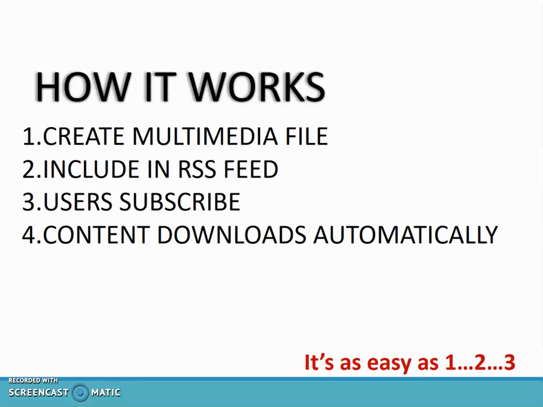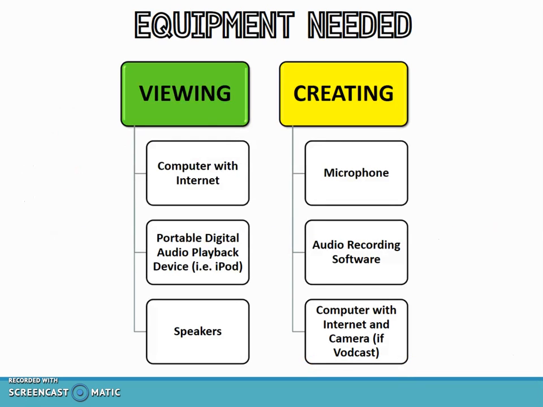So how does it work? Well, you are going to have to create a multimedia file, include the RSS feed. Users will need to subscribe to your podcast, and then the content will download automatically. The equipment that you would need to view it would just be a computer with internet access, a portable digital audio playback device like an iPod, computer, iPad, cell phone, and you're going to need speakers, obviously, or something that has the ability for audio output.